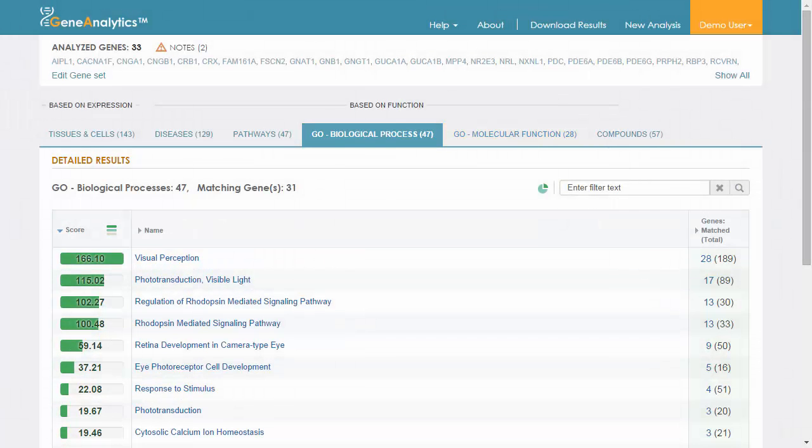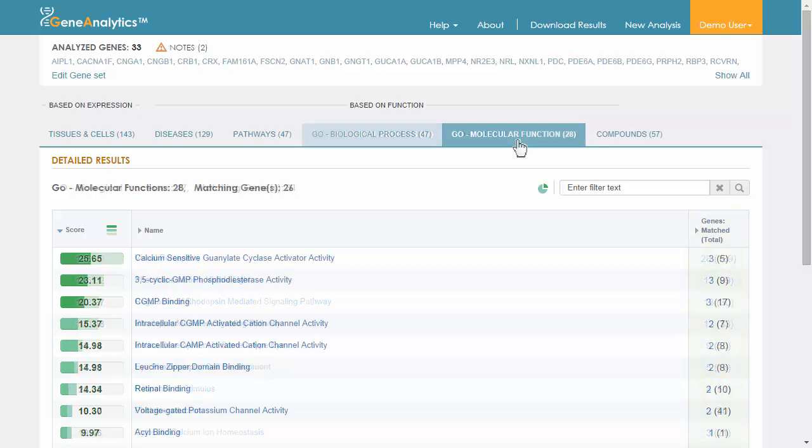In the biological processes section, we note a high matching to visual perception, phototransduction, rhodopsin-mediated signaling, and more. You can learn about the genes involved in each process by clicking on the number of matched genes. The molecular function section results highlight the impaired molecular functions in the damaged rod cells that are affected by retinitis pigmentosa, such as phosphodiesterase activity and cGMP binding.